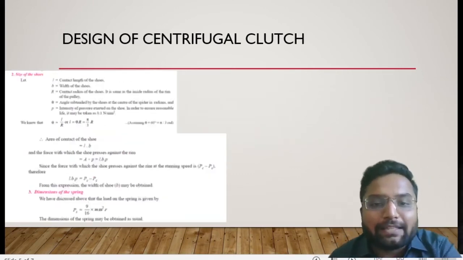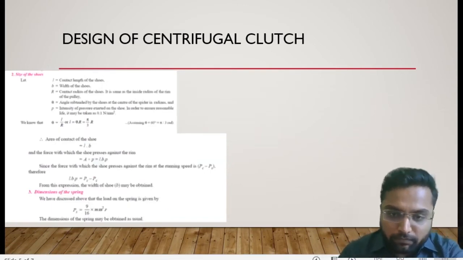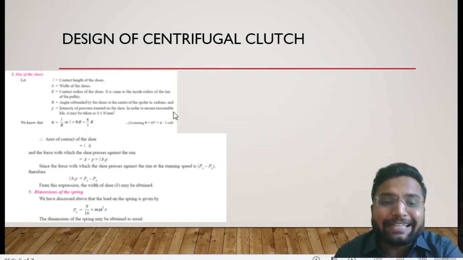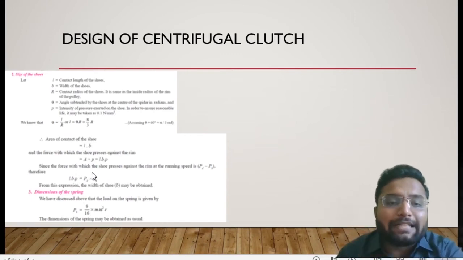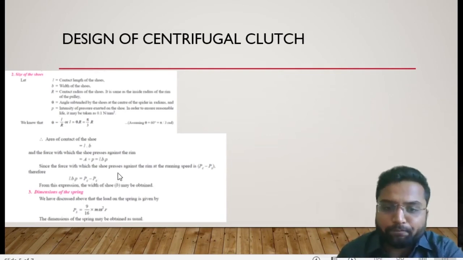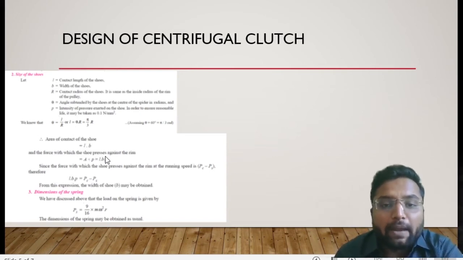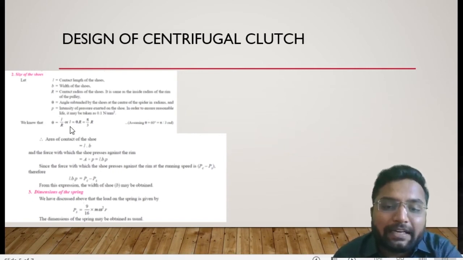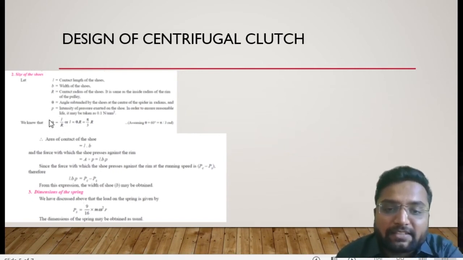Next is to determine the size of the shoe. As you know, to generate that amount of force, we have to create that amount of pressure on our shoe. Pressure is nothing but force upon area. So the area projected under this rim is L into B, where L is the length of the shoe and B is the breadth, or you can say width, of the shoe. L can be denoted by theta equal to L by R, where R is the radius and theta is the angle made by our shoe with our center.